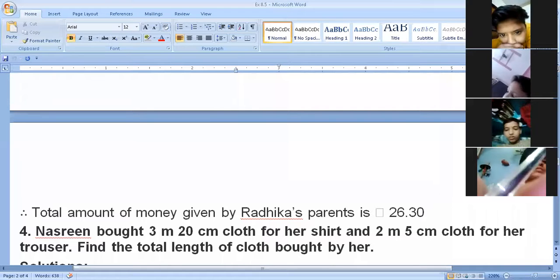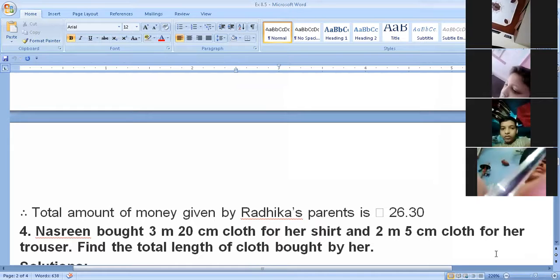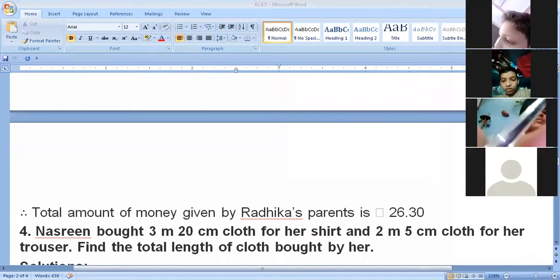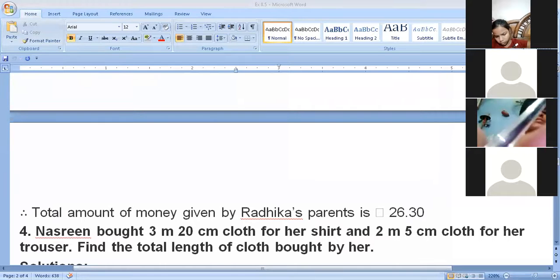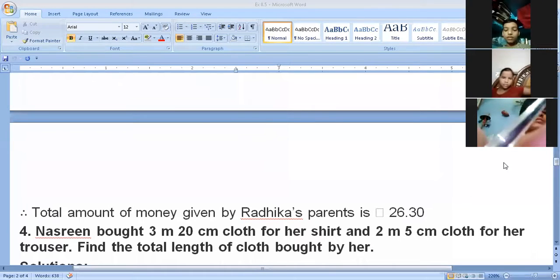Nasreen bought 3 meter 20 centimeter cloth for her shirt and 2 meter 5 centimeter cloth for her trouser. Find the total length of cloth bought by her. So what we are going to do here, Kavya? Shirt length is 3 meter 20 centimeter and trouser length is 2 meter 5 centimeter. To take out the total length, what we are going to do? Addition, subtraction, what we are going to do?